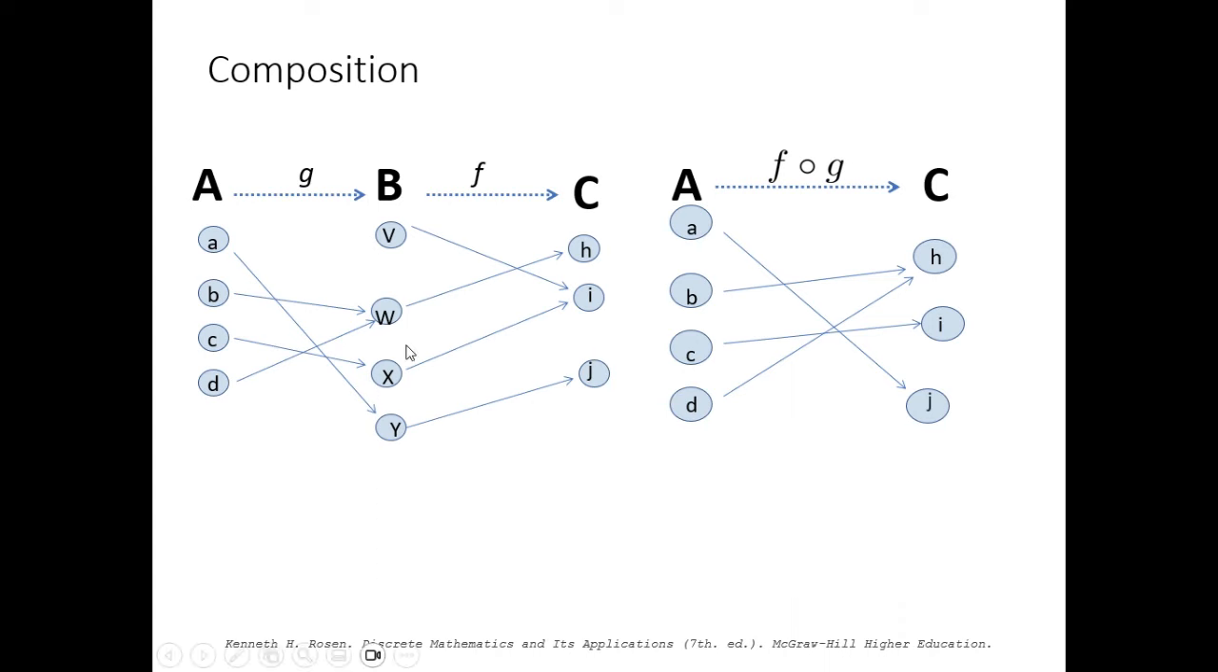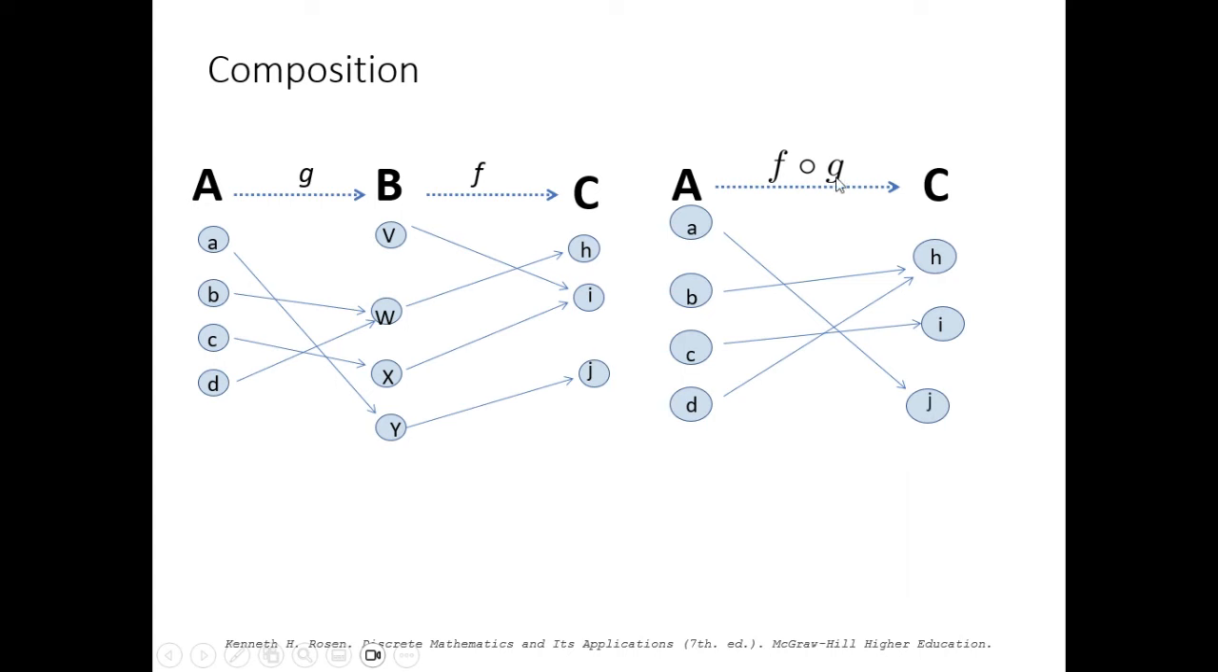Here you can look at this. There are three sets A, B, and C. g is a function from set A to B. f is a mapping from set B to set C. So B is a codomain for function g, and as against that, it's a domain for function f.